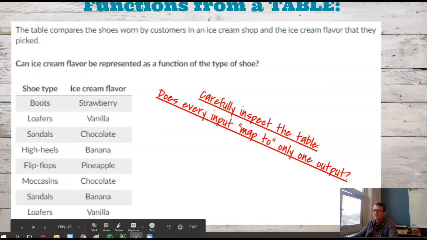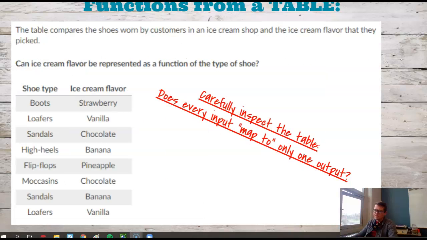Let's do another one of these. Boots and ice cream. Okay. It doesn't matter if it doesn't make sense. Go determine, is it a function? Shoe type to ice cream flavor. Charlotte, do you remember what room you were in? 3? Yeah. There we go.